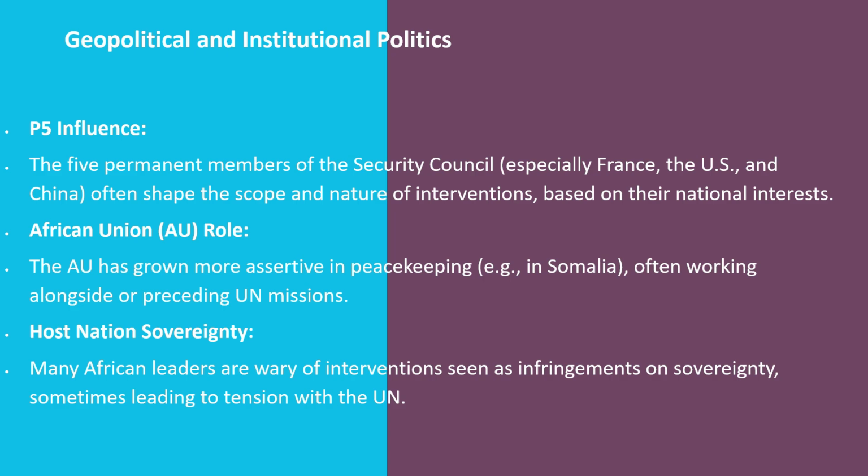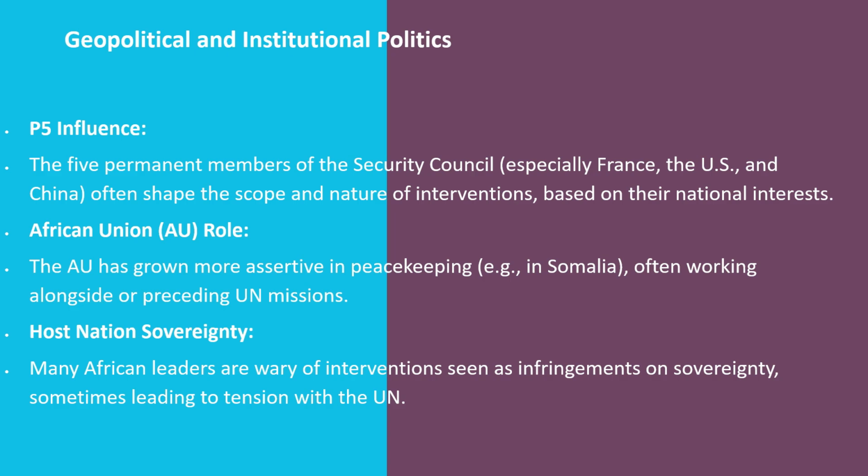The politics of these interventions is hinged on some of these facts. Number one, the 5 permanent members of the Security Council, especially France, the US, and China, usually have strong interest in African resources. And this also determines their interest in intervening, ostensibly for the goal of preventing a breakdown of law and order, to prevent civil war, to prevent genocide, but in actual fact, they are intervening based on their own national interest.